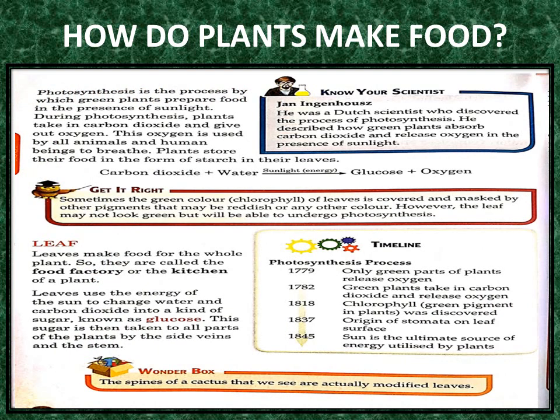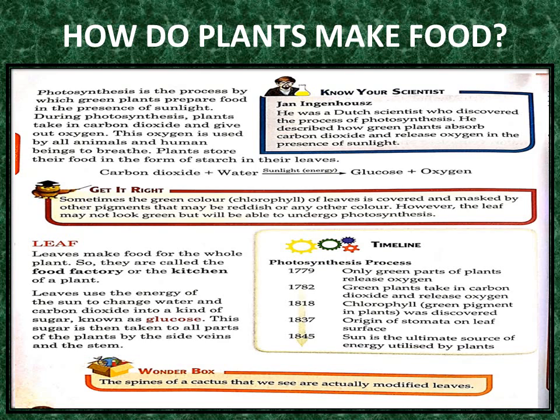So during photosynthesis, during the process of making food, plants take in carbon dioxide and give out oxygen. Plants take carbon dioxide during the process of photosynthesis and they release oxygen in the air. This oxygen is very much essential for other animals and human beings because we need oxygen for our breathing. Unless the plants are releasing oxygen, we will be helpless, because that oxygen is essential for our breathing.